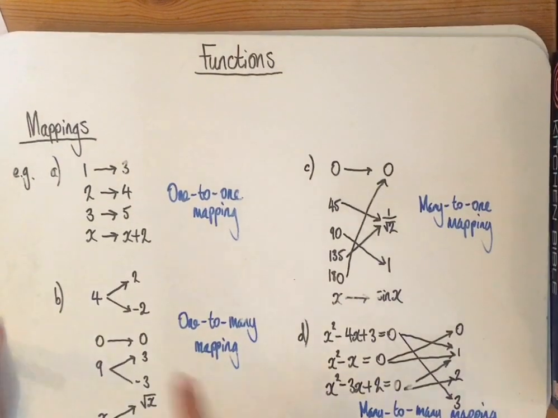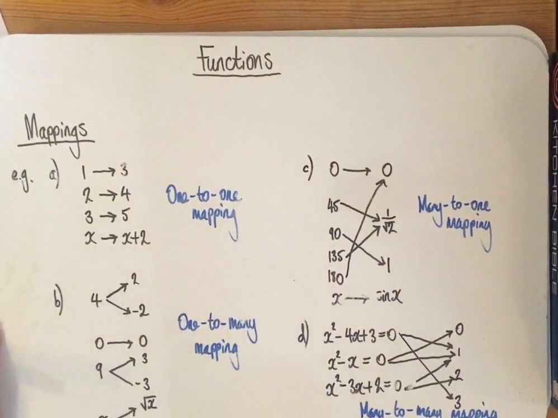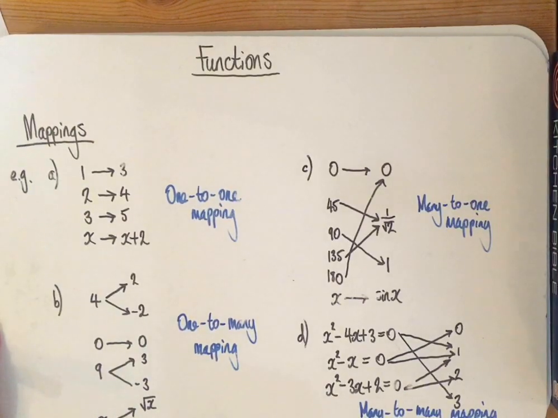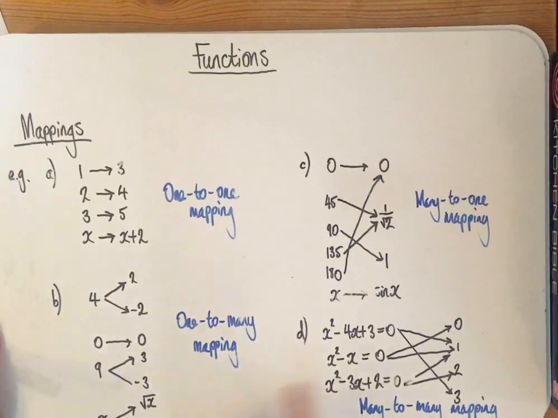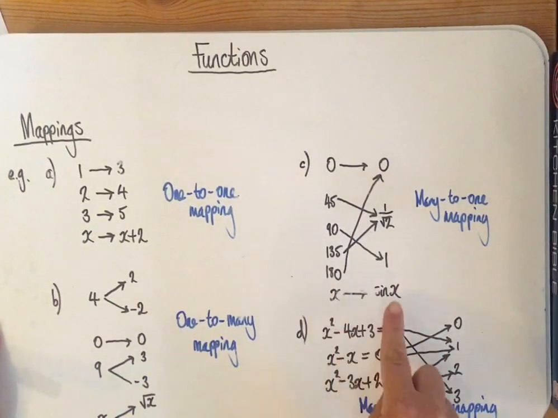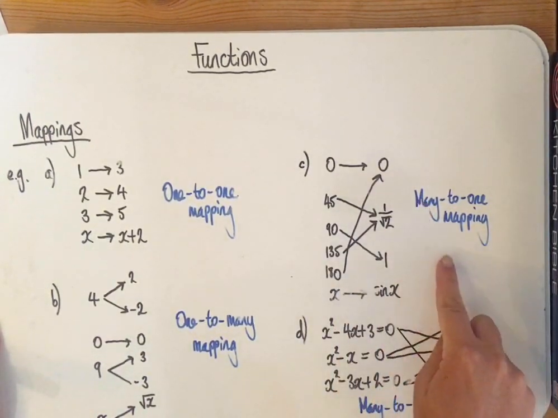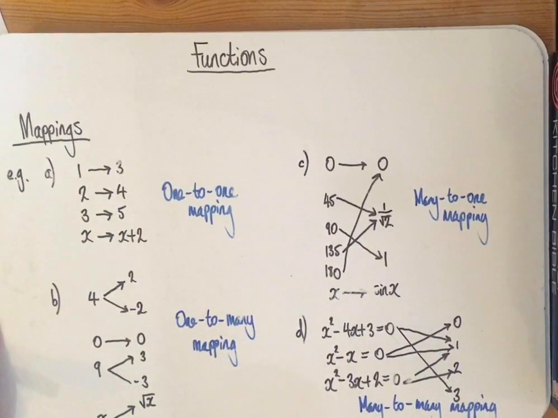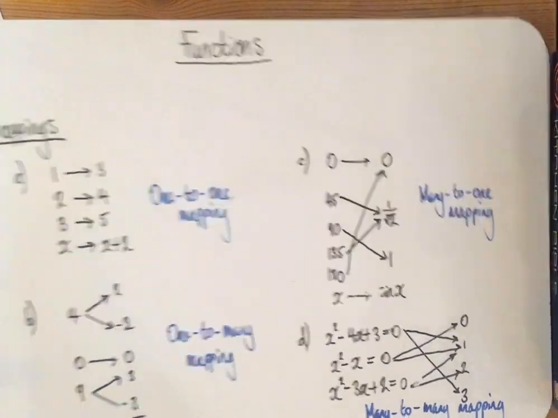Here, y equals x plus 2 is one-to-one, that's a function. Y equals plus or minus the square root of x is not a mapping, because you wouldn't know where you're going. Y equals sine x is a function. And if you're trying to find the roots of this quadratic, you end up with a many-to-many mapping there.